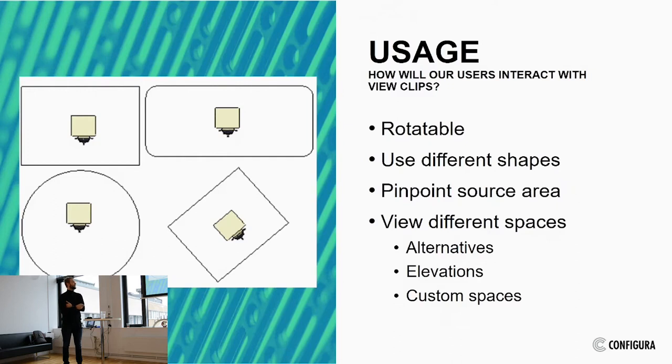And we also now have an edit mode, so you can double click on a viewport and then you get the precise area in the 2D, so you can say exactly what you want to look at. And you can also look at different spaces now. You can, for instance, look at different alternatives in the same paper, or you can look at elevation views, which wasn't possible before. And if you have some custom space for some reason, it should be possible to make this view clip look at that space as well.